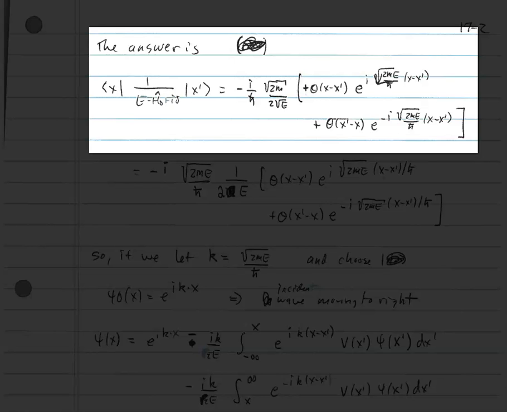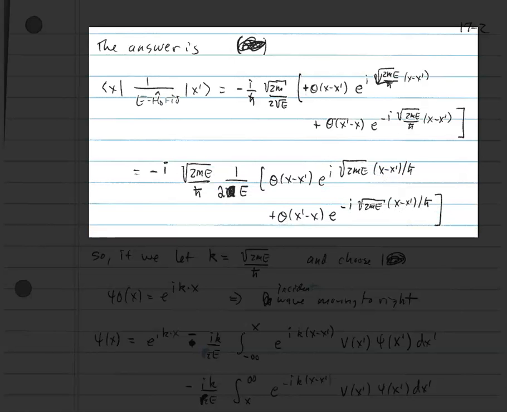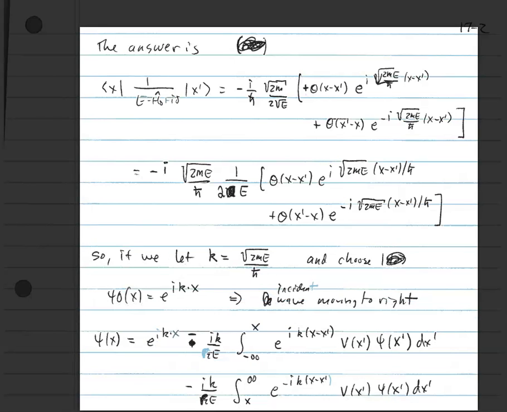Okay, we can simplify those factors in front. We're going to bring a square root of E into the numerator, and then we'll get minus i square root of 2mE over h bar divided by 2E, times the sum of these two exponentials with the theta functions. We're going to let k equal the square root of 2mE over h bar, and we're going to choose psi 0 to be e to the i k x. That's an incident wave moving to the right.